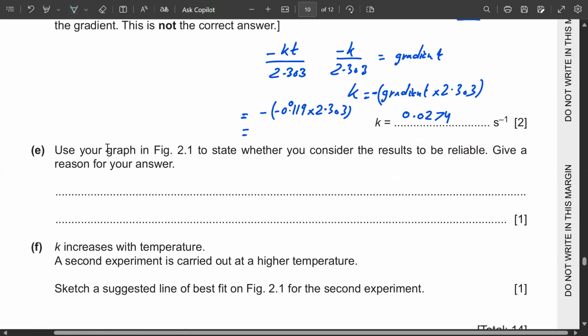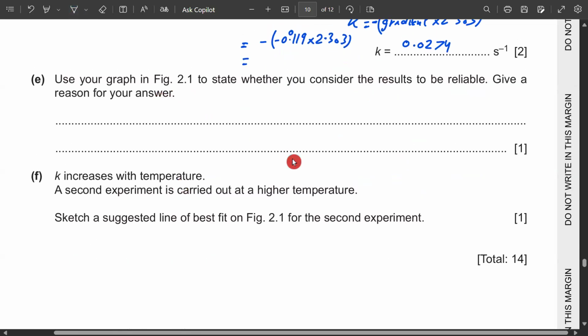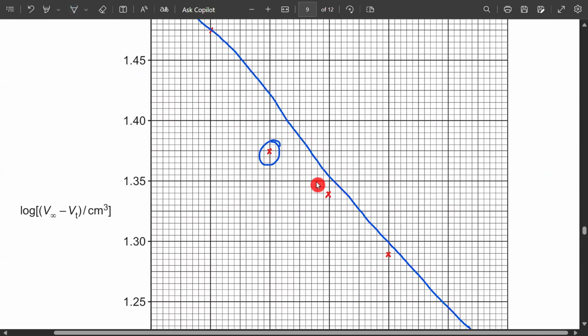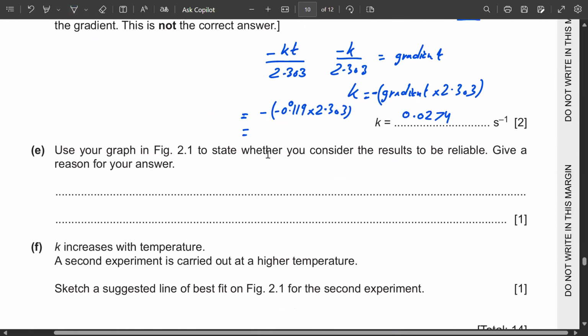Then part e: use your graph figure to state whether you consider the result to be reliable. Give a reason for your answer. So is our calculation, is our graph reliable? As we can see, here we had the anomaly. The anomalous point was there. So because of this anomalous point, we cannot say the graph is reliable. It's not reliable because of the anomalous point.